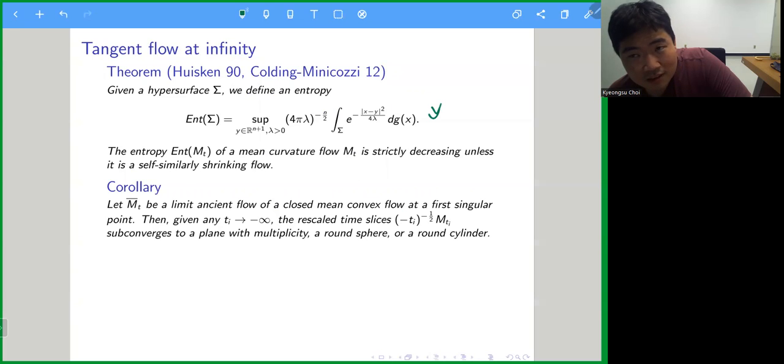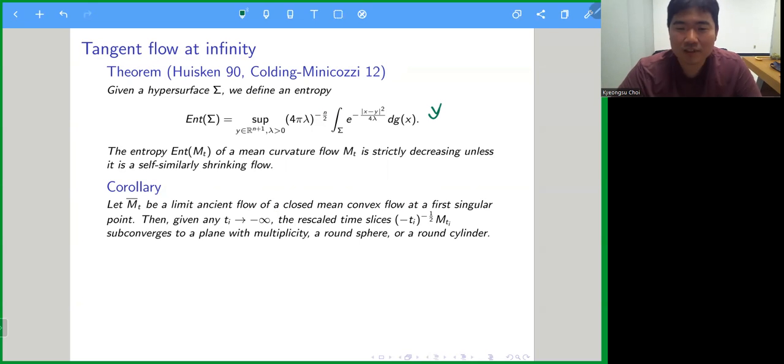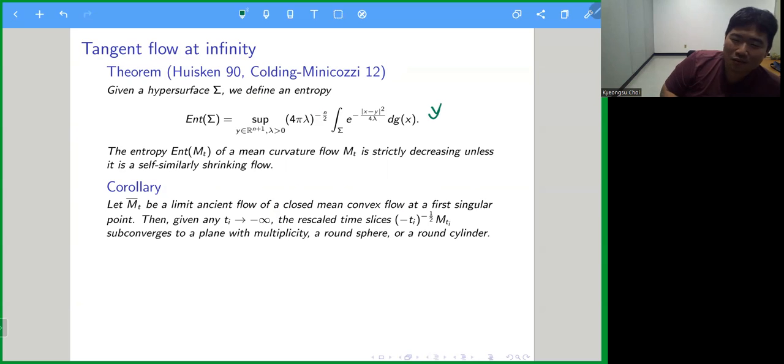So self-similarly shrinking flows or translating solutions, all the self-similar solutions, have constant entropy under the flow. And moreover, for any mean curvature flow M_t, the entropy is monotone decreasing. In general it is strictly decreasing, unless it is a self-similarly shrinking flow. But actually, sorry, translators also have constant entropy.